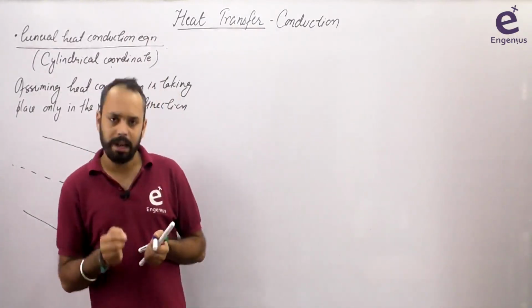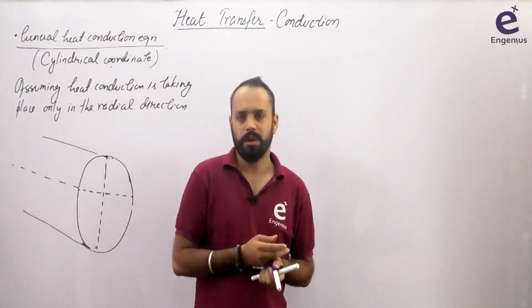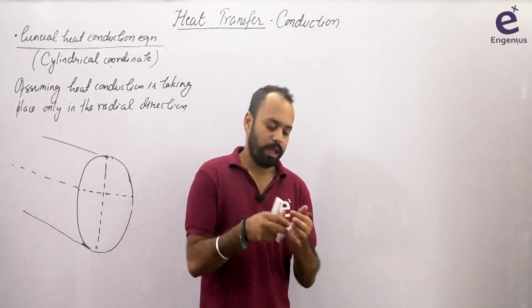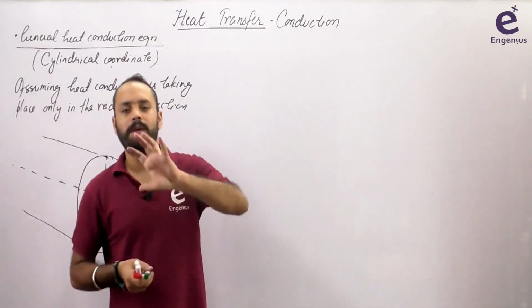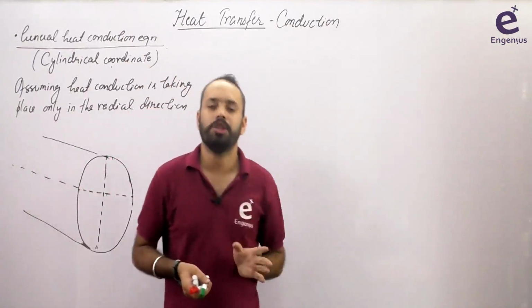What was the shape of the element? The small element which I selected, that was also a cube or cuboid. देखो एक चीज समझो कि अगर आपका जो solid है that is in the shape of a cube, your element will also be of cubical shape.